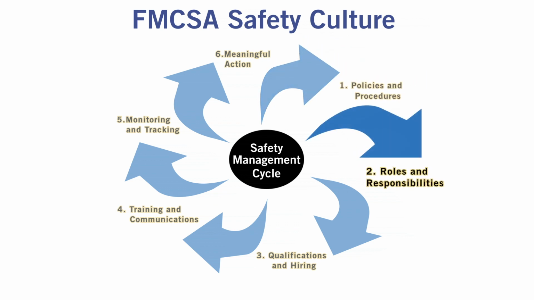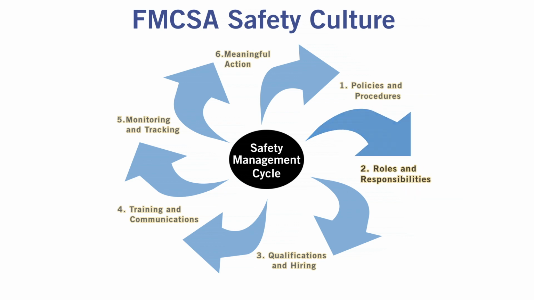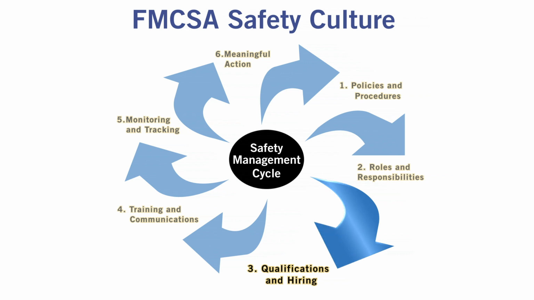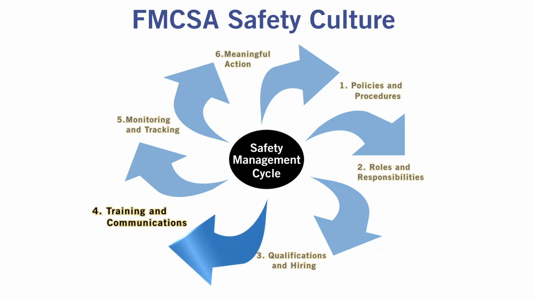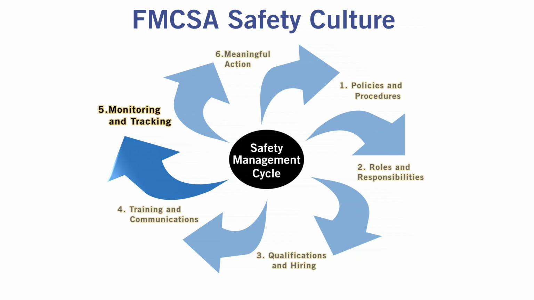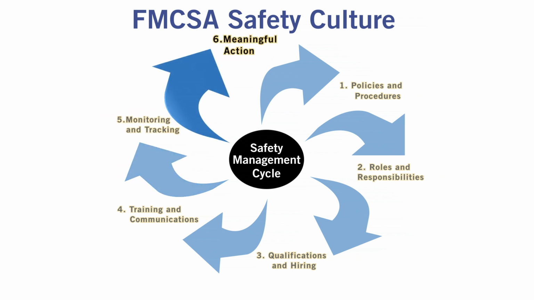Have you identified key roles and responsibilities to people to ensure annual DOT inspections are completed on time? You must ensure you qualify and hire the right people to do their jobs. Have you trained and communicated to these people on the role and responsibilities that are assigned to them? Do you effectively monitor and track whether or not annual DOT inspections are completed properly and within required timelines? What meaningful action do you take when you discover that the work is or is not being done?